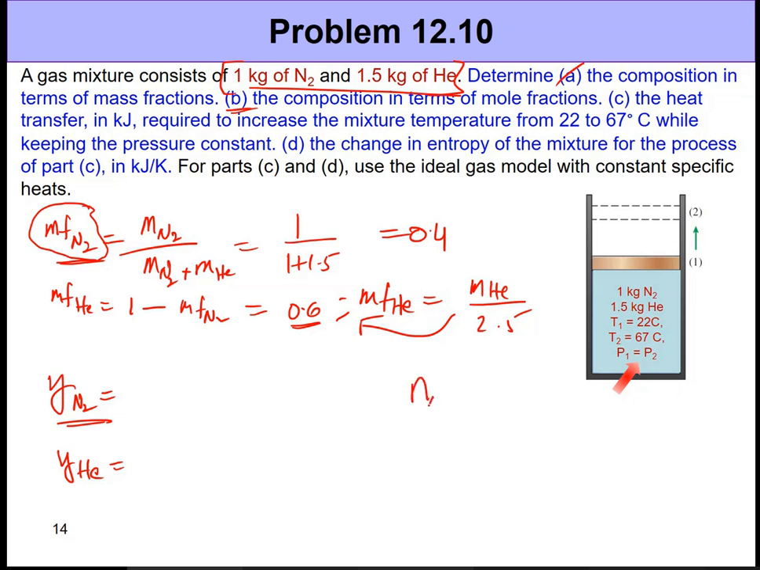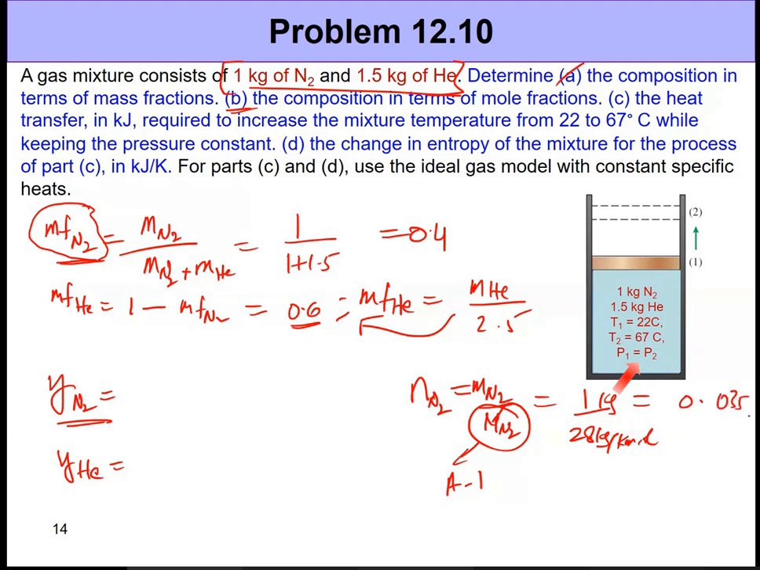So we need to get the number of moles, and the number of moles of nitrogen is simply the mass of nitrogen divided by its molar mass. The molar mass is given in table A1. So the mass of nitrogen is 1 kilogram, and the molecular mass is 28 kilogram per kilomole. So it's going to come out to be 0.035 kilomole.